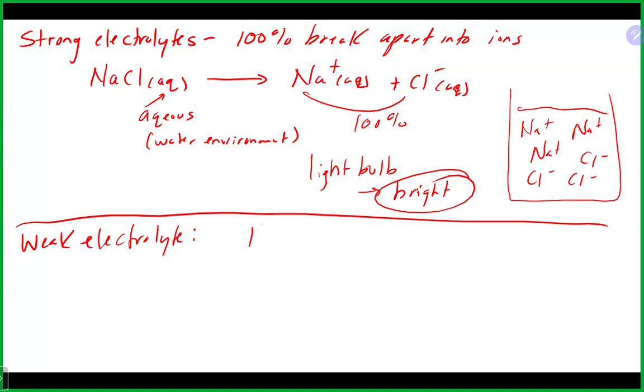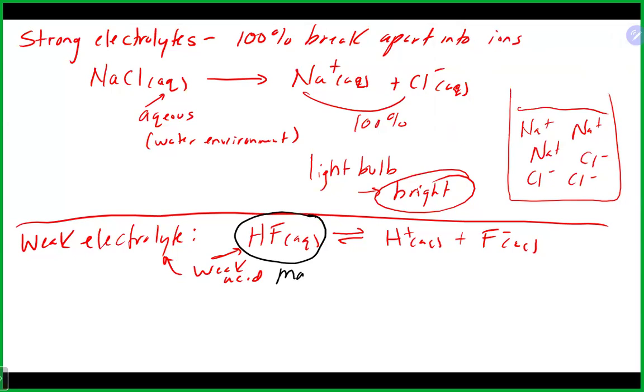Now, a weak electrolyte solution is another type of electrolyte solution. For example, take a weak acid like hydrofluoric acid. When it breaks apart, it will break apart into H+ and F-. This is a weak acid, which is a weak electrolyte. Unlike the strong electrolyte, what you mainly have in solution is HF. You do have some ions formed, but it is not going to completely, 100% break apart.